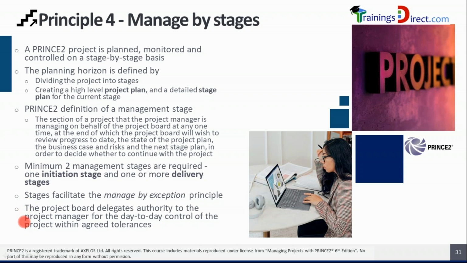And the delegation is done within agreed tolerances. Therefore, the project board has delegated the day-to-day control by providing tolerances to the project manager. For example, the board may define the stage tolerances. And because the PM is managing the stage, the PM, meaning the project manager, will watch out whether he or she will exceed the stage timeline or the stage cost or other targets. And if that happens, the PM will raise an exception. However, the exception is a different principle, but if the project is not managed by stages, it may be difficult to manage by exception.